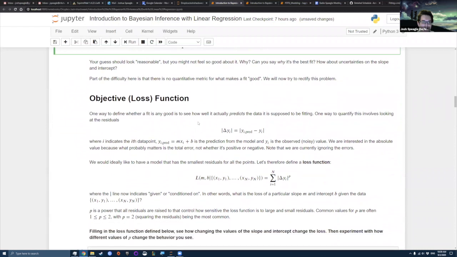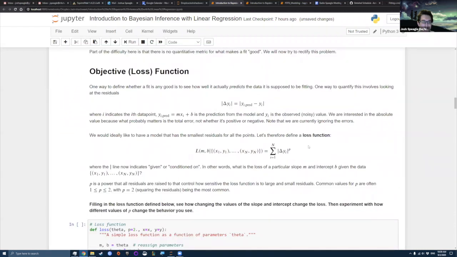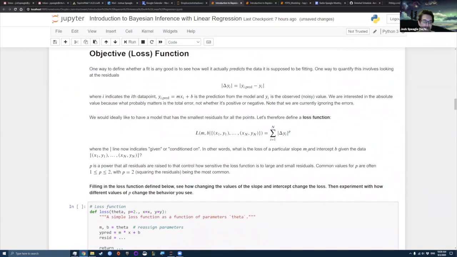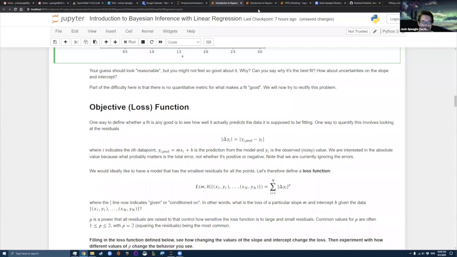So the first step is something that comes up all the time in machine learning, which is we need to define some type of objective function, in this case what we'll call a loss function, to actually determine how well this model is doing at predicting the data. And this isn't necessarily so easy, but just to start, we can say probably we want a model that gives pretty good predictions.